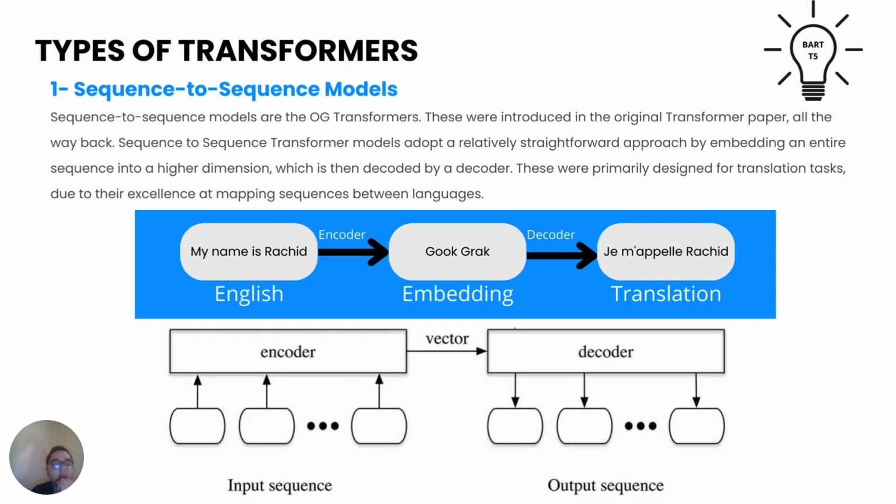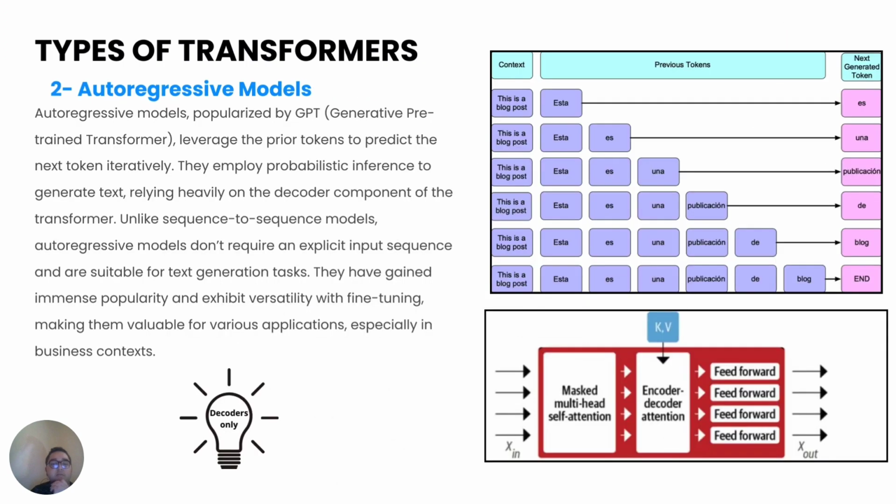As you can see in the second image, we have an encoder and a vector that is the output of the encoder, and will be the input of the decoder. And the decoder will give us the output results. Let's move now to the second type.